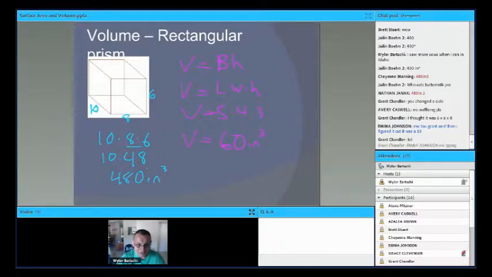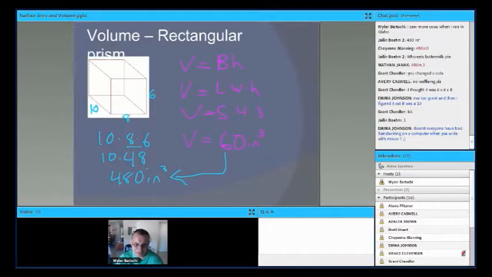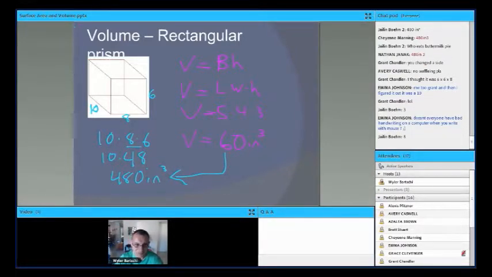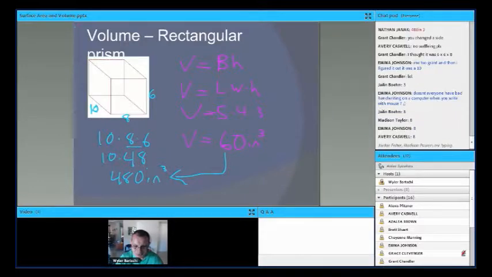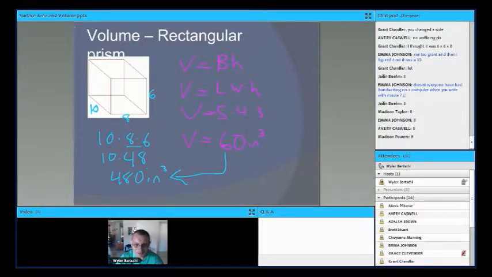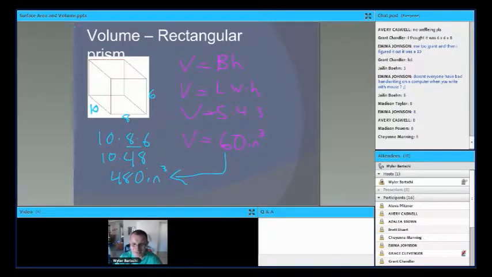All right, so the reason I picked this is if you look at the original one, 60, and then my new one, 480. Well, I doubled all the sides, but that's not double. 60 times 2 is 120. So I didn't double the volume there. What would I have to multiply 60 by to get 480? Not 3. 3 times 6 is 18. Jalen's got it. Madison's got it. Lucas got it. Evan's got it. It is 8, because 6 times 8 is 48.